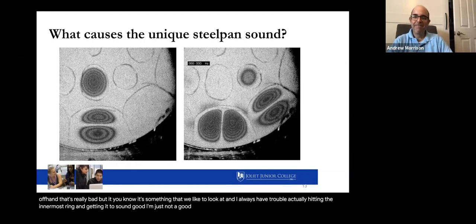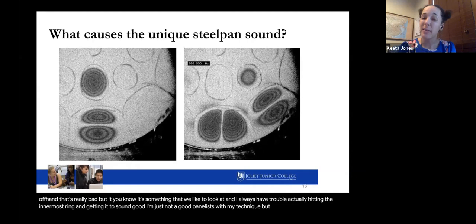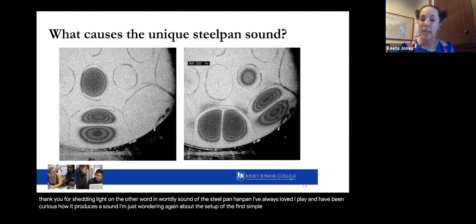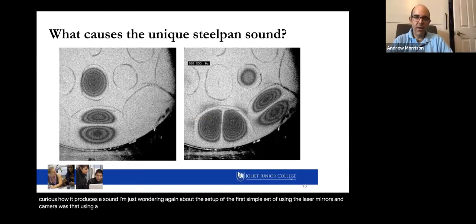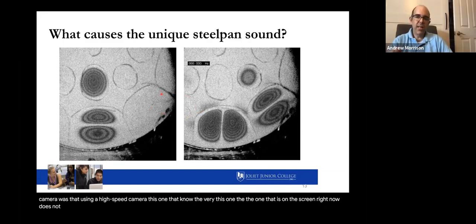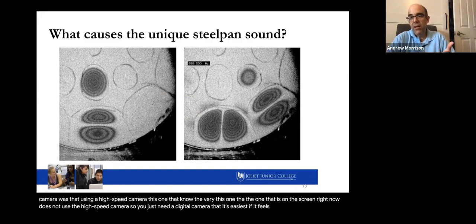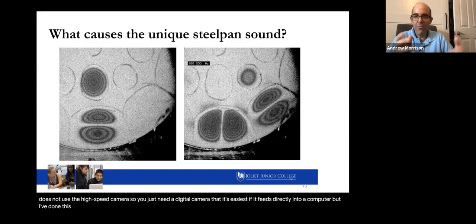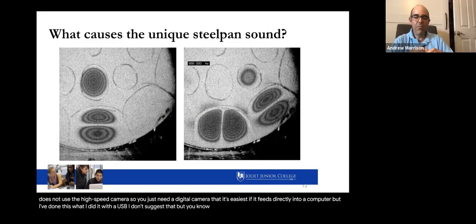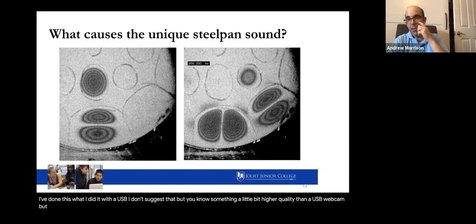But yeah. Okay, here's a comment. Thank you for shedding light on the otherworldly sound of the Steelpan handpan. I've always loved to play it and have been curious how it produces a sound. I'm just wondering about the setup of the first simple setup using the laser, mirrors, and camera. Was that using a high-speed camera? The one on the screen right now does not use the high-speed camera. You just need a digital camera, and it's easiest if it feeds directly into a computer. I did this with a USB webcam, basically. I don't suggest that, but something a little higher quality than a USB webcam. But to get this, you don't need the high-speed camera.